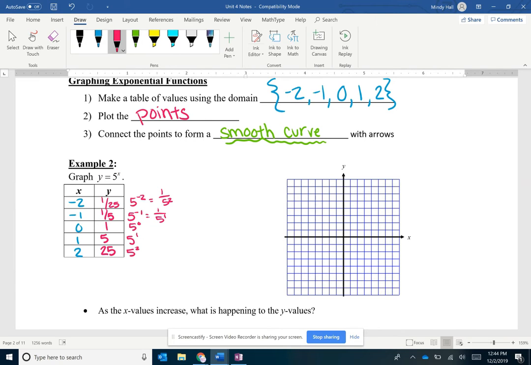Okay? So then when you plot the points, you're just estimating. I do not expect you to be able to actually graph 1/25. I understand. But I do expect that you can graph 0, 1, and that you can graph 1, 5, and 2, 25, which would be way off the graph. So you just put a point and you draw your smooth curve.